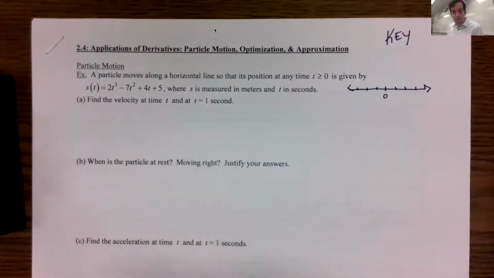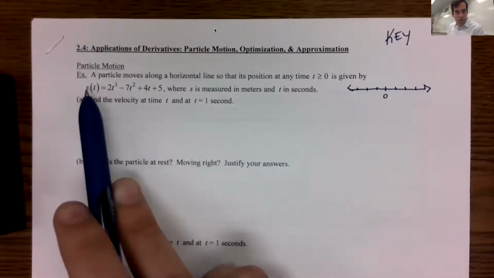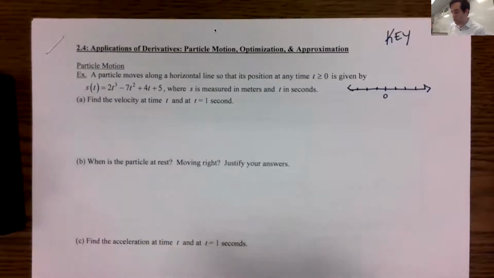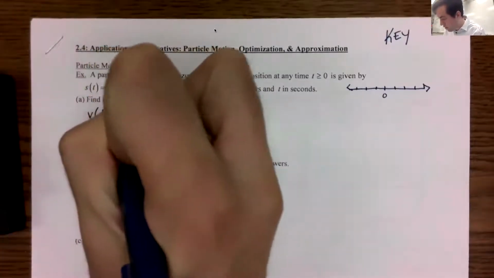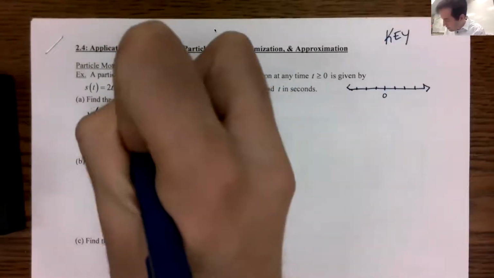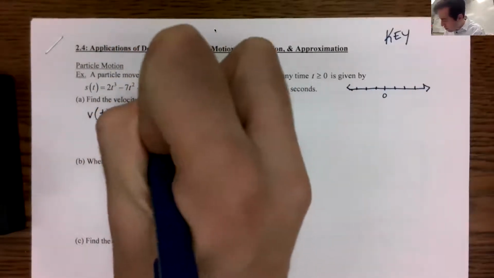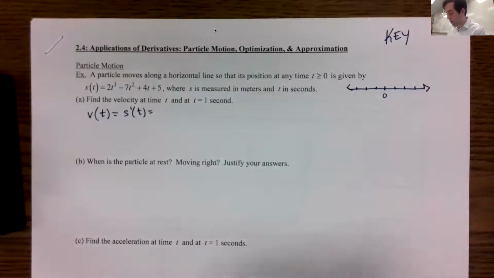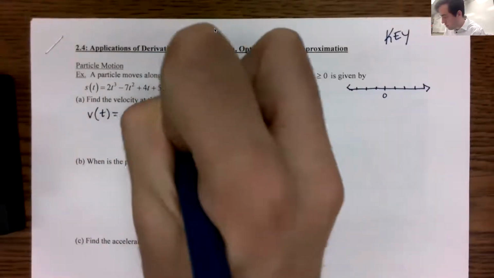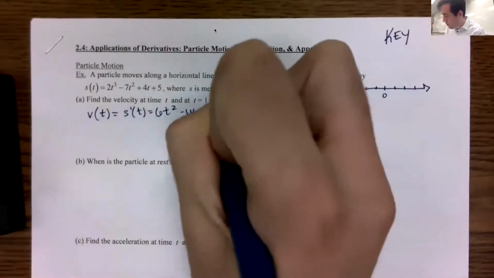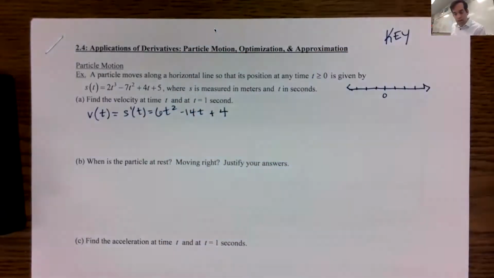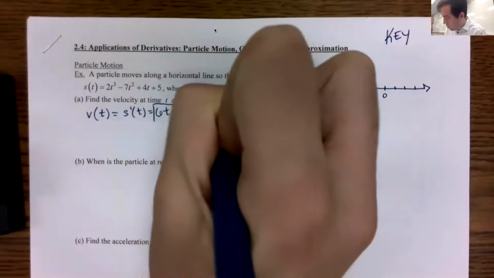And we know how to find the velocity equation, right? Because if we have the position, velocity is just the derivative of the position. So velocity, we could say, is s prime, which we can find using the power rule. So we have 6t squared minus 14t plus 4. Okay, so that is actually the first answer. Find the velocity at time t. So there we go.